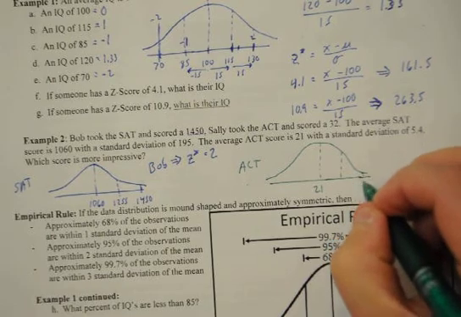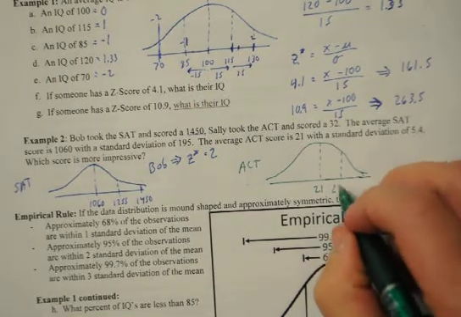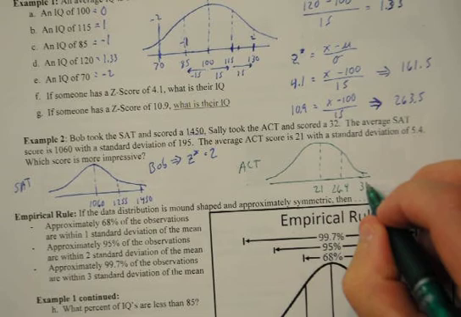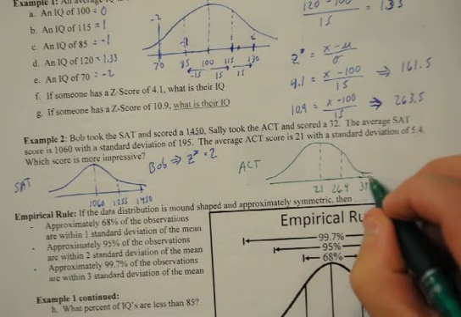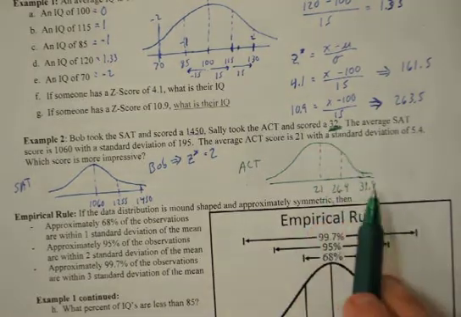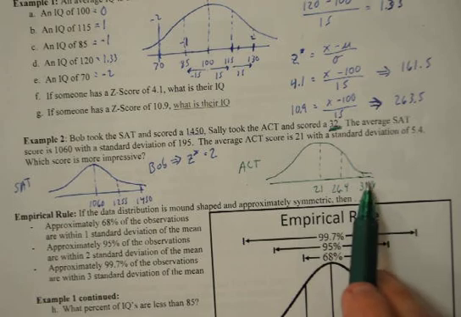And then you kind of go out like that. One standard deviation is 5.4. So this is 26.4 and 31.8. Now Sally got a 32, which is obviously above a Z-score of 2.